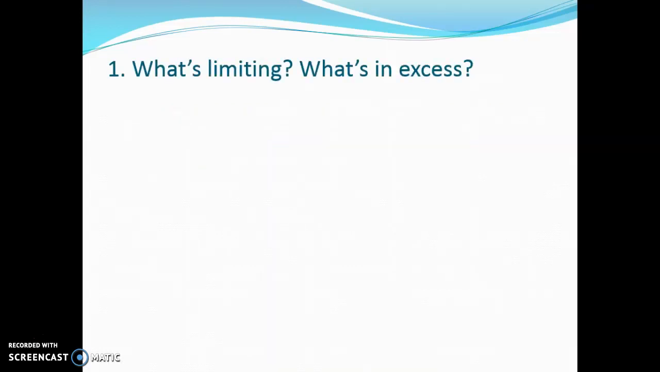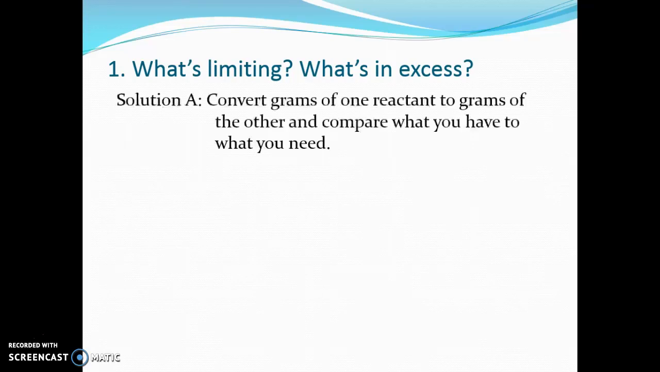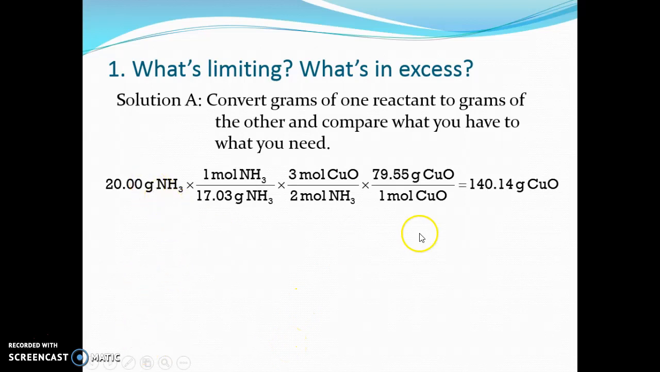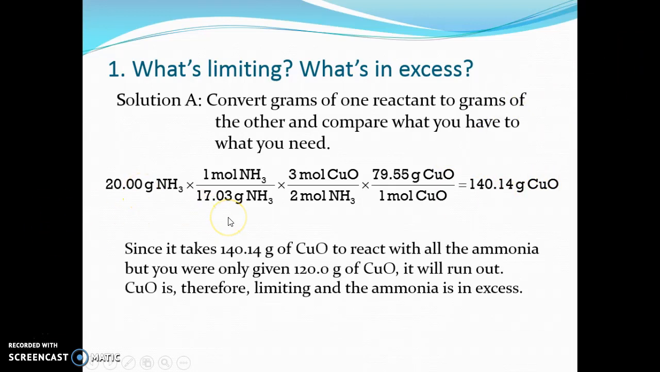So 2 common ways to answer what's limiting. Solution A would be to convert grams of one reactant to grams of another and compare that to what you need. So 20 grams of ammonia will react with 140 grams of the copper oxide. If you remember, we were given 120 grams. So in order to use all of the ammonia, we need more than what we have of copper oxide. So we need more than we have, which means copper oxide is going to run out, and ammonia is the reactant in excess. And that's what that idea says right there.